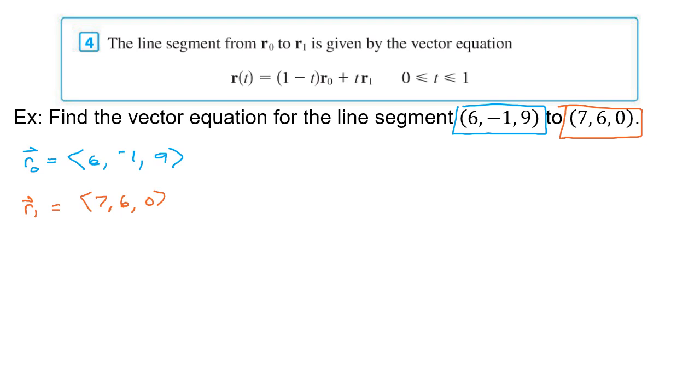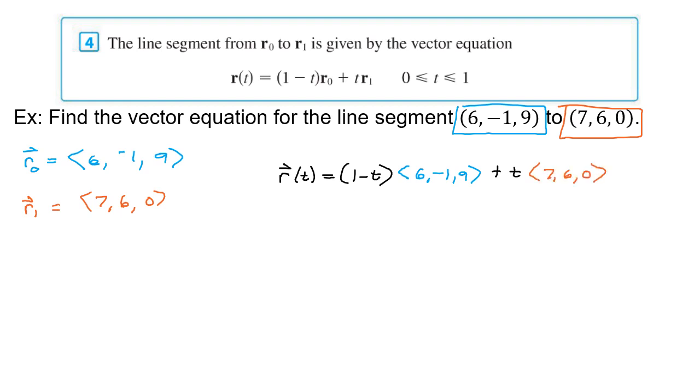And so my equation of my line segment would be 1 minus t times the vector R0, the 6, -1, 9, plus t times the vector R1, 7, 6, 0.